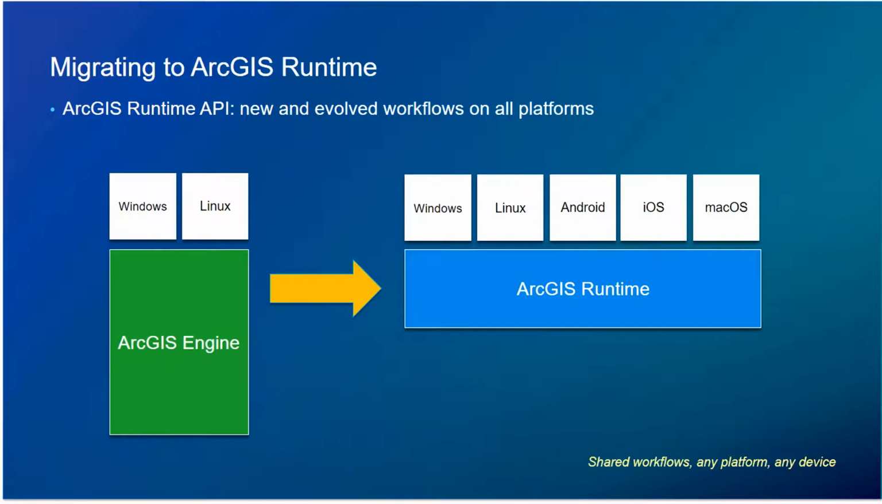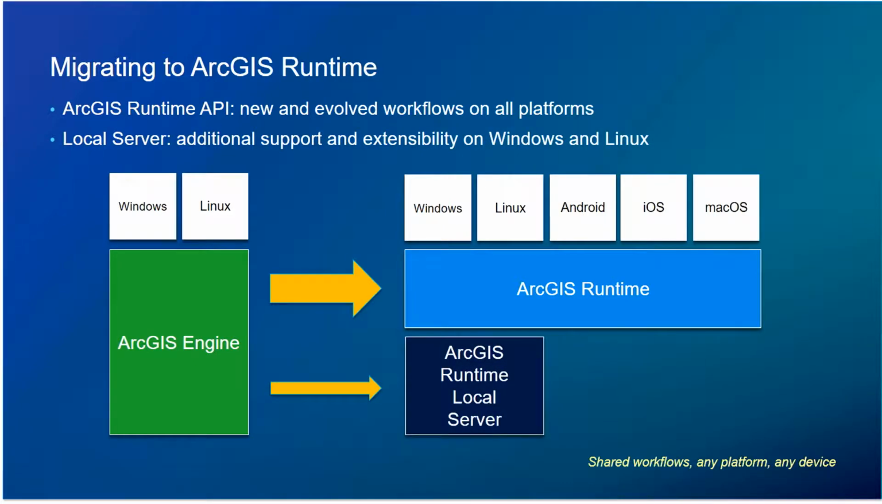So those white boxes are essentially all of the operating systems that are supported by the ArcGIS Runtime APIs. We actually also have an additional component called the Runtime Local Server.